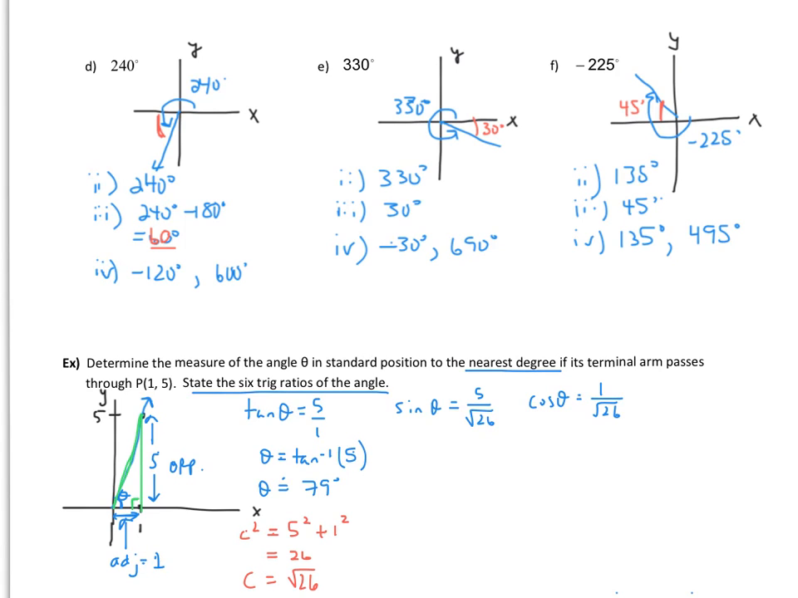My other 3 ratios: the reciprocal of sine is cosecant of theta, which would equal the square root of 26 over 5. I just flipped over the sine ratio. Cosine goes with secant. Secant of theta is the reciprocal of cos, which is the square root of 26 over 1, or just the square root of 26. And the cotangent, last but not least, will be the reciprocal of tan. Tan was 5 over 1, so cotangent would be 1/5.